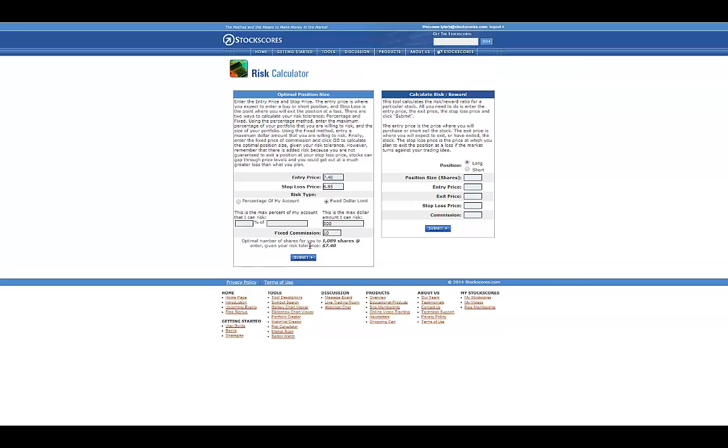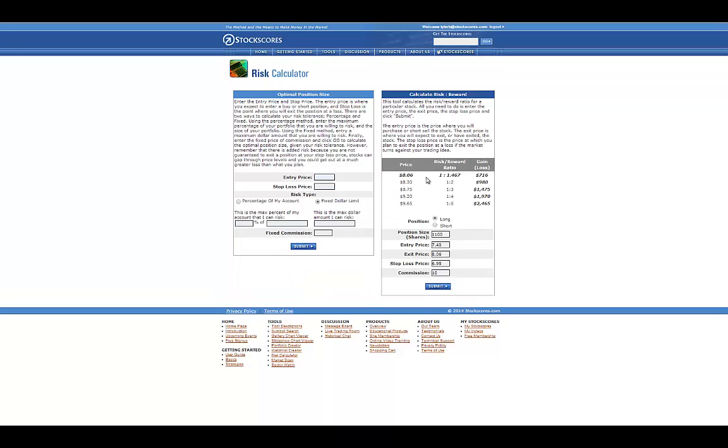Click on Submit, and it will tell me that I can afford to buy 1,089 shares, which we would round off to 1,100 shares. Now on the right-hand side, we can put in, okay, we bought 1,100 shares at $7.40 with an exit price, well, let's use today's close price of $8.06, and a stop loss price of $6.95. Commission, again, $10. Click on Submit.